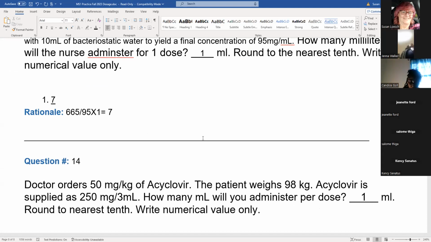So right away, this tells you what the formula is. What is the formula for per dose? Come on, nurses, you know this. What's the formula? If you're given a dose, what's the formula? Desired over have. Okay? So have your on hand, which is 250 per 3 mLs. And then you have to take the 98 times the 50 to get the desired amount.